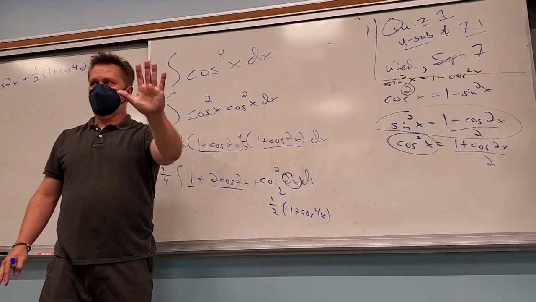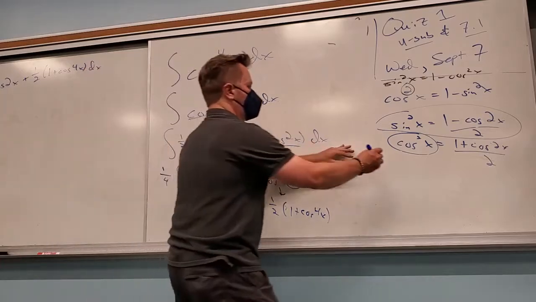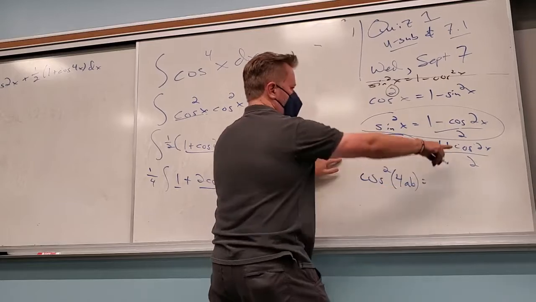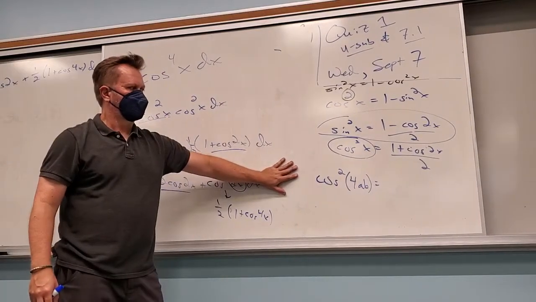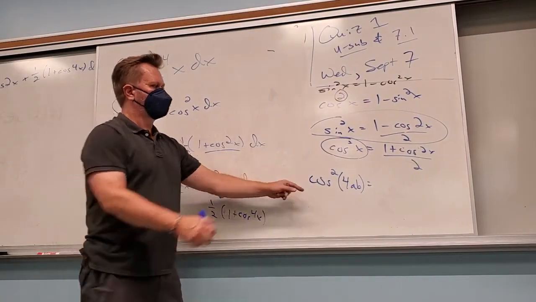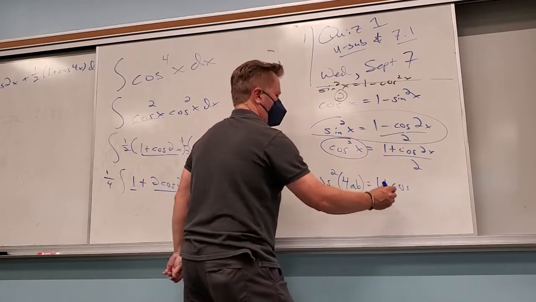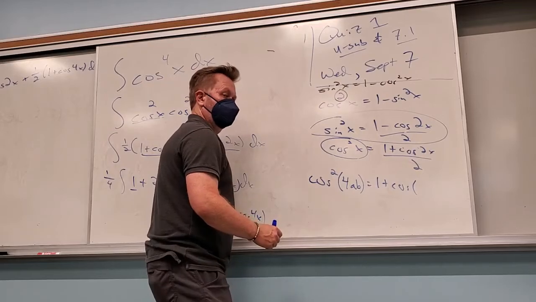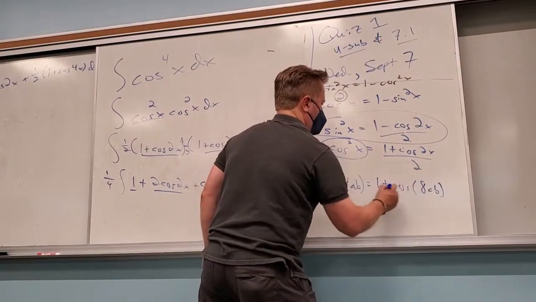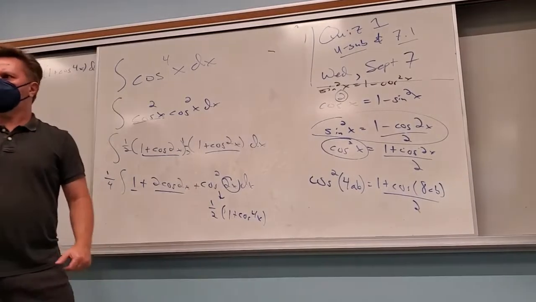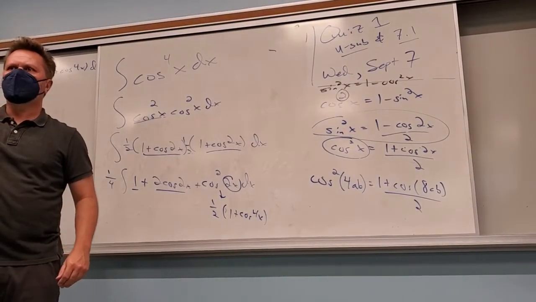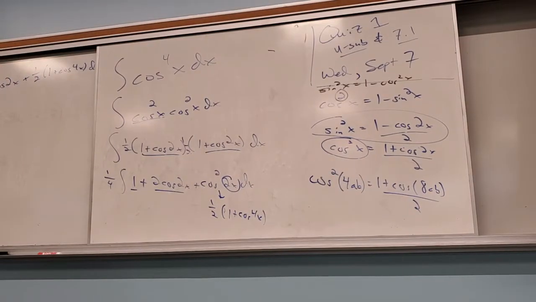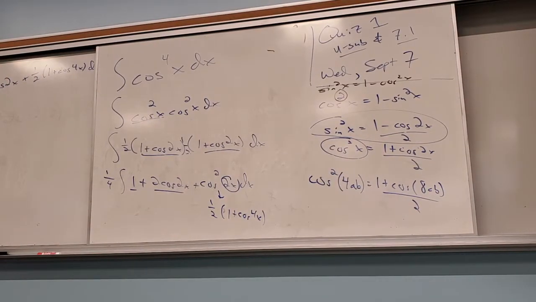Right. You with me? But real quick, if I had cosine squared of 4ab, what would that be? Well, it'd be 1 plus cosine of 8ab, over 2, right? That is the correct way to use that form. Are you guys with me? And unfortunately, that's another thing that you guys don't come in with a lot of practice, is seeing a form and knowing how to really use it.